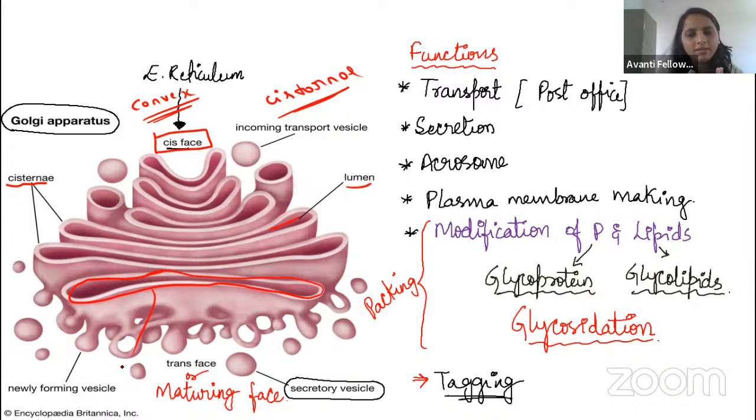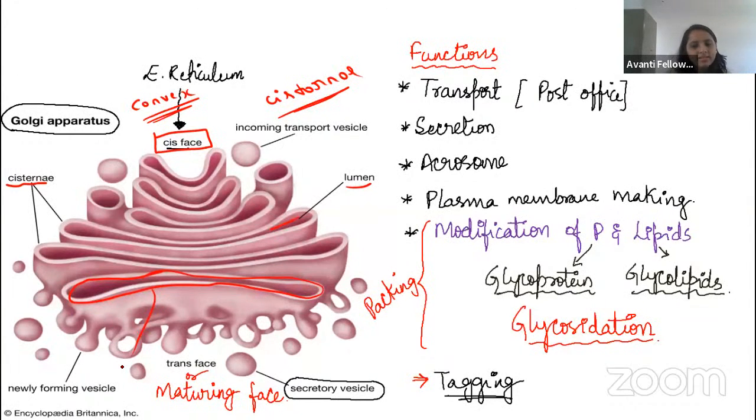So the same thing happens in our post office, so that is in the Golgi apparatus also. What will happen here? The protein that was synthesized comes into the Golgi apparatus. It will put the address on it, where it has to reach. Okay, so then it will send.